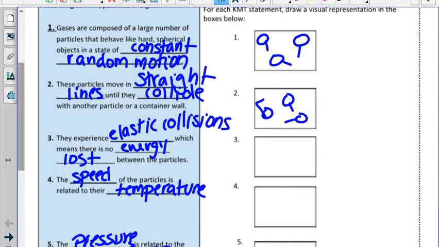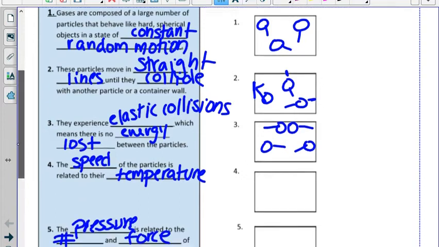They're going to move in these straight lines until they end up colliding with a container wall. Three, if they hit each other or the walls, what are they going to do? If we have these two particles that hit each other, they're going to bounce off, right? These are elastic collisions. If the ball hits a wall, it's not going to stick, it's going to bounce off.